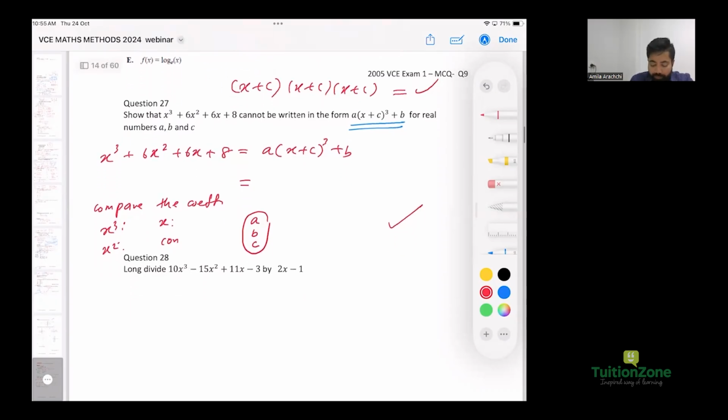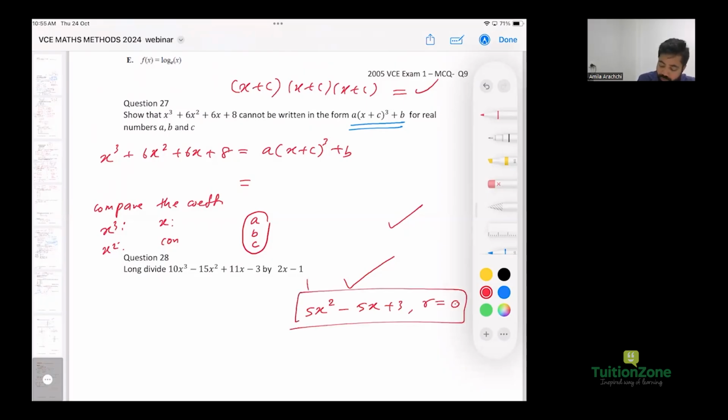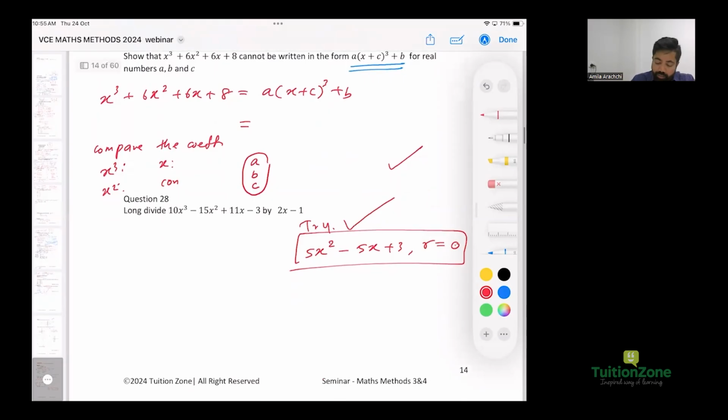Okay, that's fine. I believe all of you know long division. Are you happy with it? Can you move on? Tick. Okay, and I'll write the answer for this. You can try. So if you do long division, you end up getting 5x squared minus 5x plus 3, and the remainder is 0. So try it for homework. If you think you're not the best at long division, make sure to try some more questions. And that's the plan.